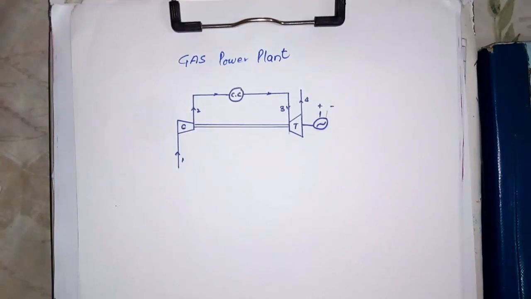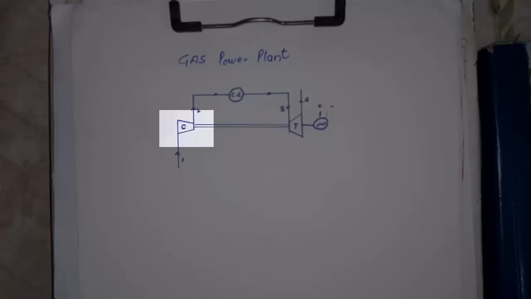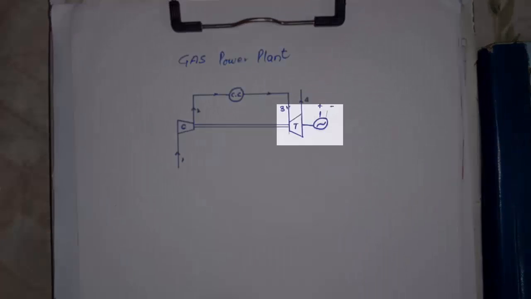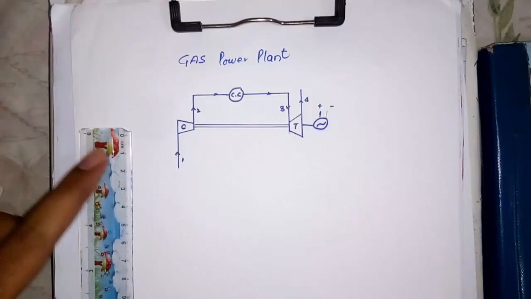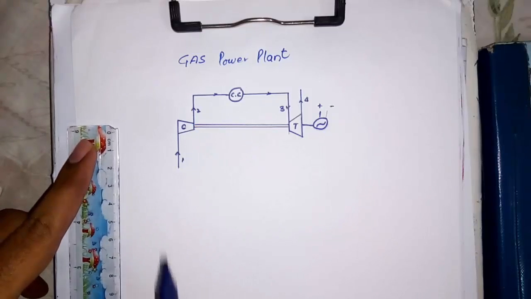The simple assembly of the gas turbine power plant is shown in the block diagram, in which C shows the compressor, CC shows the combustion chamber, and T shows the gas turbine. The turbine is connected with the electrical generator by means of a shaft, and on the other hand, compressor and gas turbine are mounted on the same shaft. A gas turbine power plant works on the Brayton or Joule cycle.